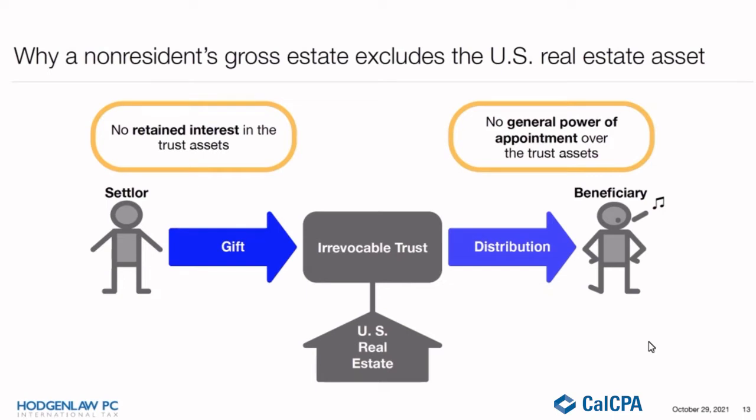Similarly, if the beneficiary falls over dead, we can be comfortable that there will be no estate tax imposed on the value of the US real estate in this trust. Why is that? Because we were careful when we drafted the trust to not give the beneficiary a general power of appointment over the trust assets. A general power of appointment basically is a power that the beneficiary can tell the trustee, give me the assets anytime I want them. And that's section 2041 of the Internal Revenue Code.